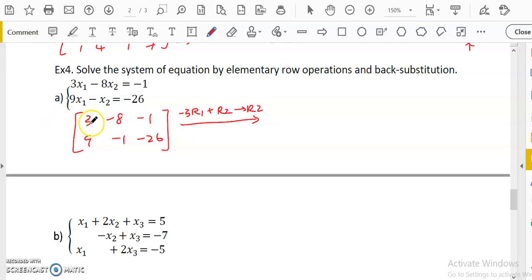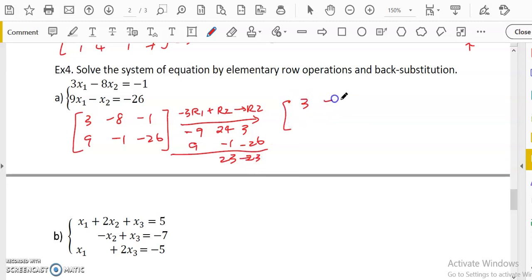In case it is not a multiple of that, you would have to either divide this or look at if you can divide this first and then add. So there are different ways of doing it. But usually in 1.1, we don't have those very difficult things. So -3 times -8 will be 24, and then 3. Add to 9, -1, -26, and you will have 23 and -23.